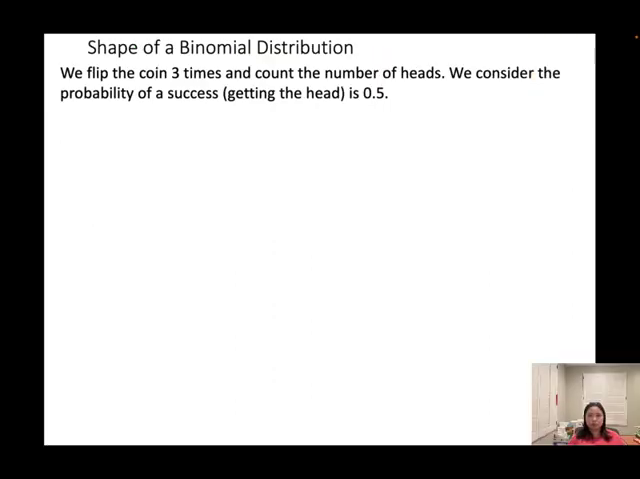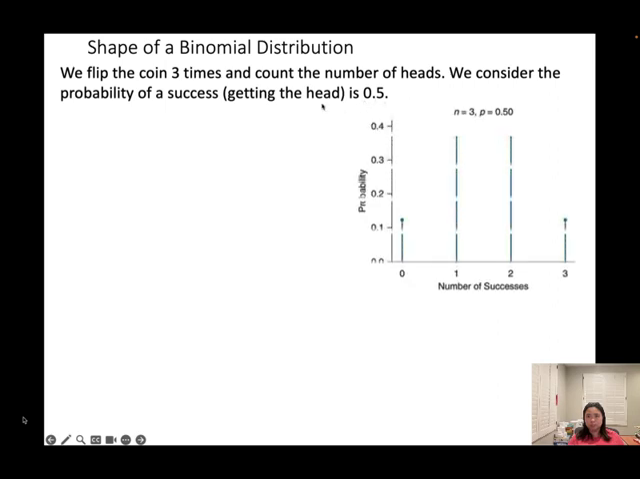Shape of a binomial distribution. We flip the coin 3 times and count the number of heads. We consider the probability of success, getting the head, is 0.5. Okay, so getting the head, this is success. So getting the tails will be the failure. And then we know that will be equal to 0.5 to getting the head. So we do have this binomial distribution in here.